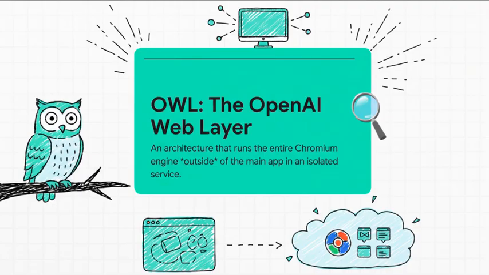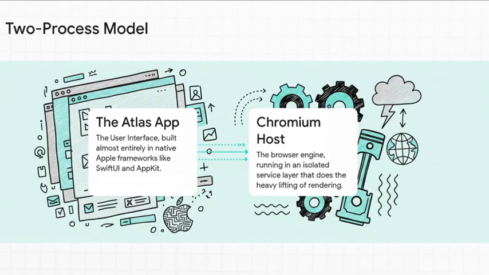Think about it like this. For years, the big innovation in browsers was putting each tab in its own process. So if one crashed, it didn't take down the whole browser. Well, OWL takes that idea and cranks it up to 11. They moved the entire Chromium engine, the whole shebang, out of the main app and into its own separate, isolated world. So what does that actually look like?